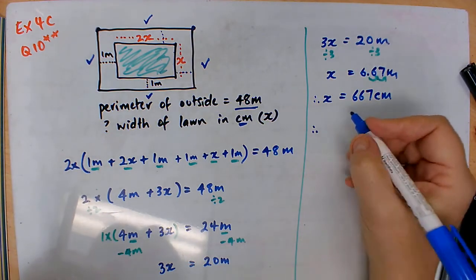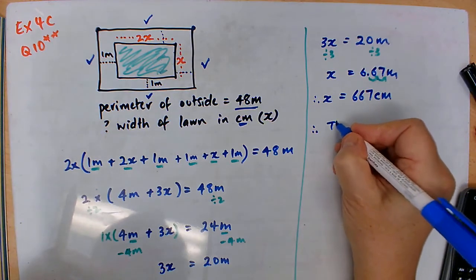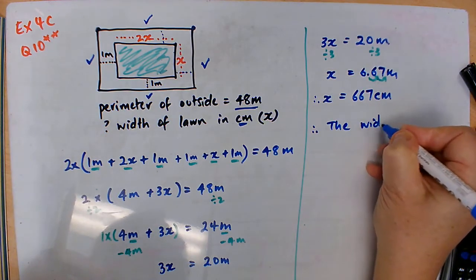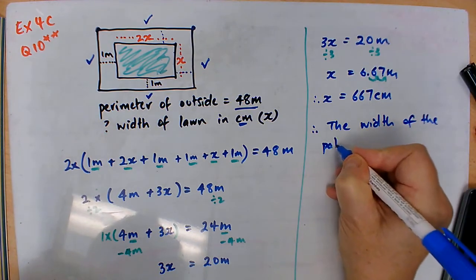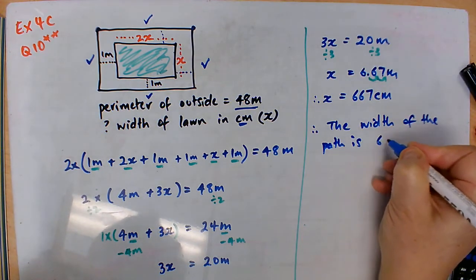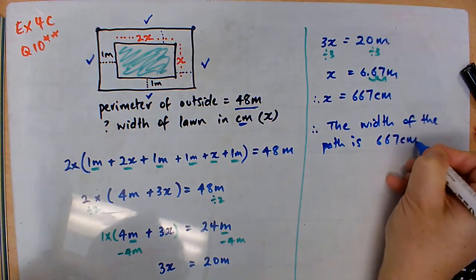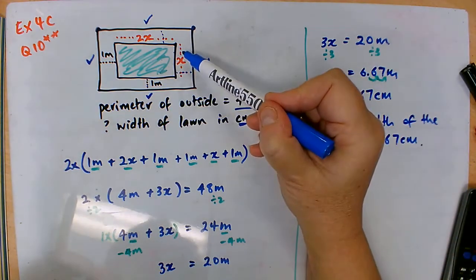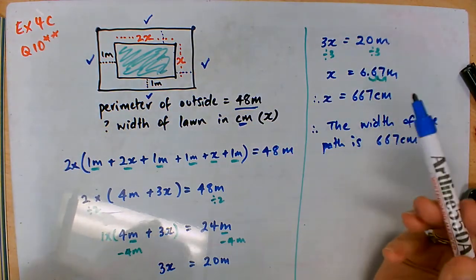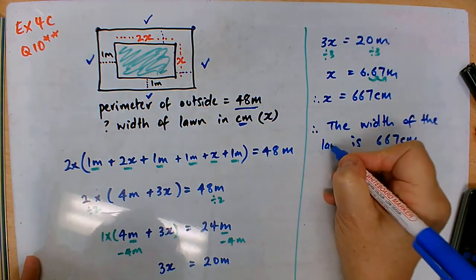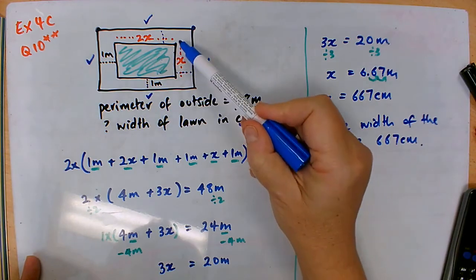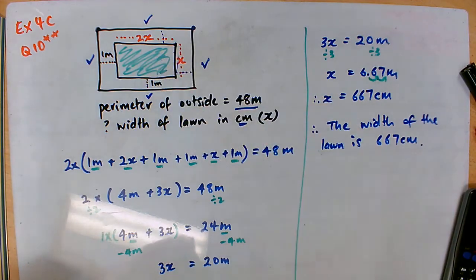Okay, worded question, make sure you give me a worded answer. Therefore, the width of the lawn is 667 centimetres. Remembering that the width of the lawn, that should be, not the path. And having a look here, remember that was the x that we were solving for.